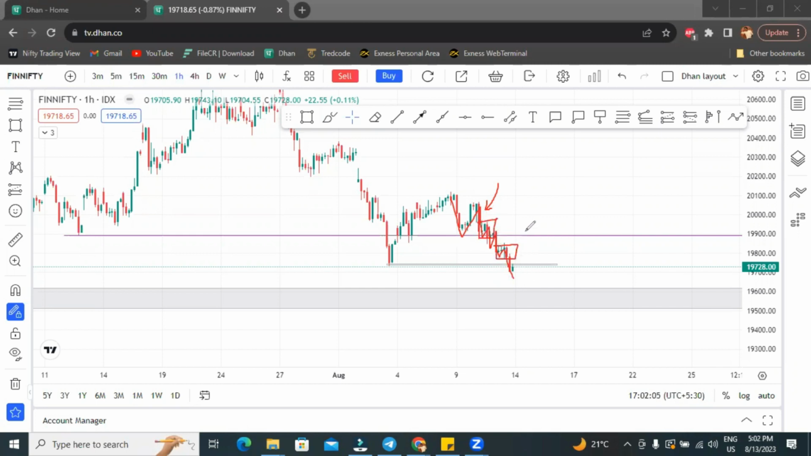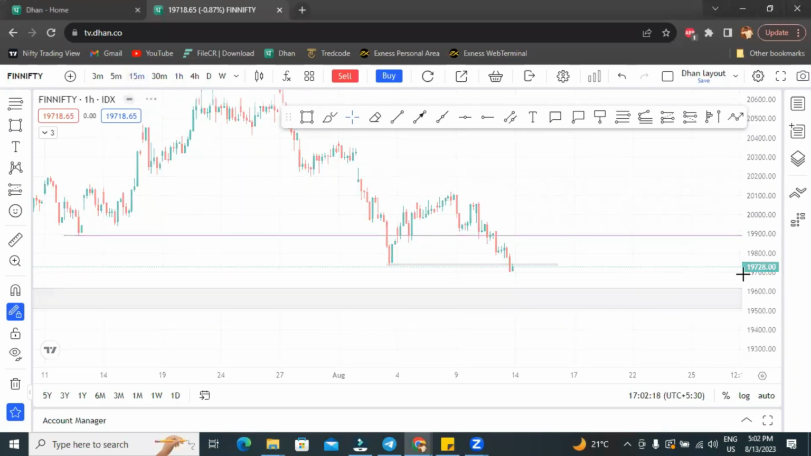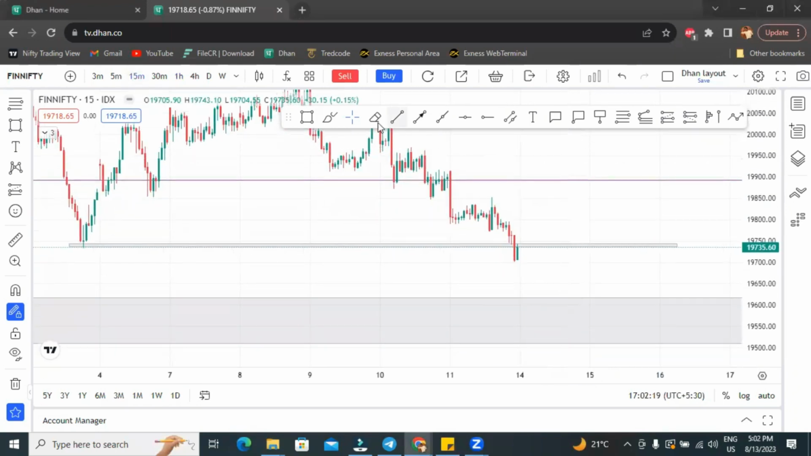So whenever we are getting any good retracement to the levels, we'll look for selling side and we'll plan a selling structure over there, and we'll go for selling side trades with good risk to reward ratios. Okay, let's go to the 15 minutes time frame over here. The same thing we'll plan over here.